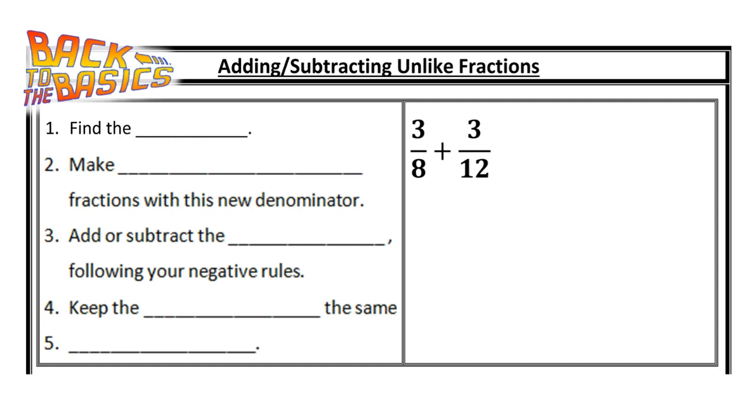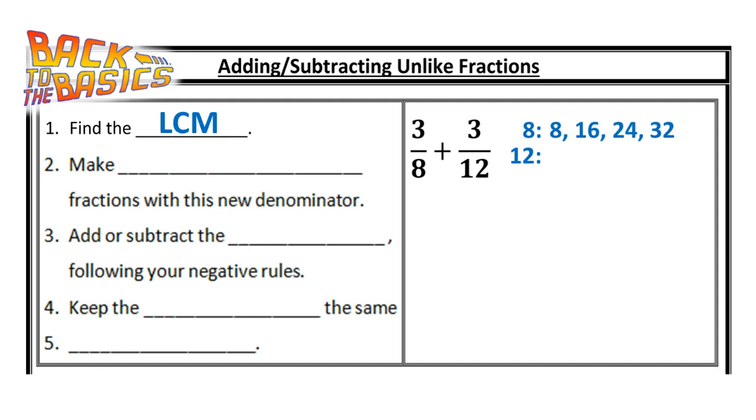Before you can add or subtract fractions, you have to have a like denominator. So we have to find the LCM, the lowest common multiple. This is also sometimes referred to as the lowest common denominator. In order to do this, I'm going to take my denominators 8 and 12 and list out their multiples. It's just like skip counting.